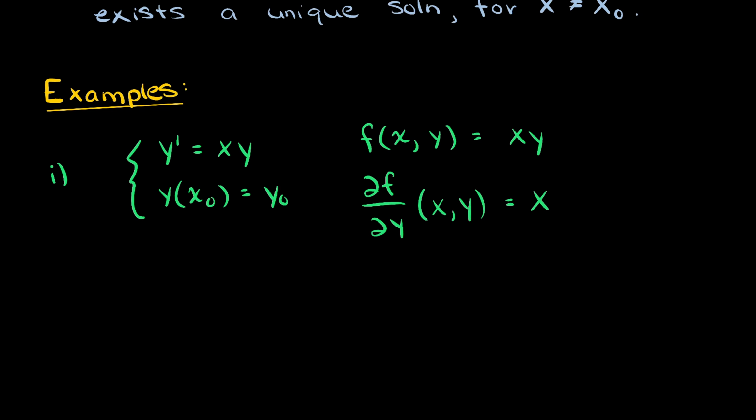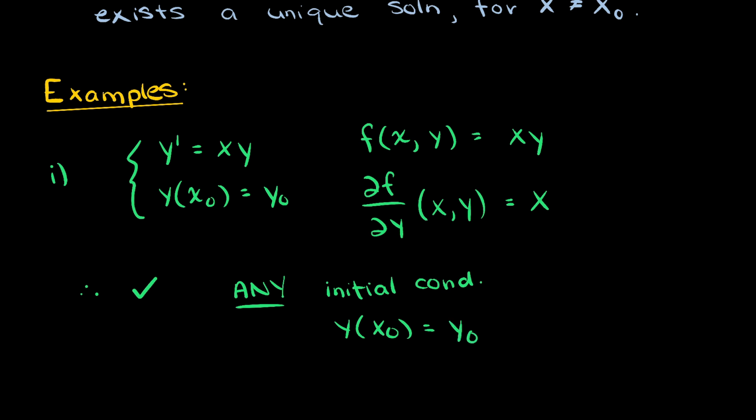So therefore there is a unique solution. There is going to be a unique solution for, as you might realize, any initial condition, because we didn't actually specify what x naught and y naught are, right? We didn't even have to use it because it was always continuous. So for any initial condition, y of x naught is equal to y naught. So that was fairly simple.